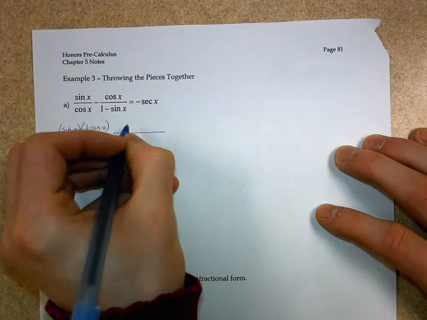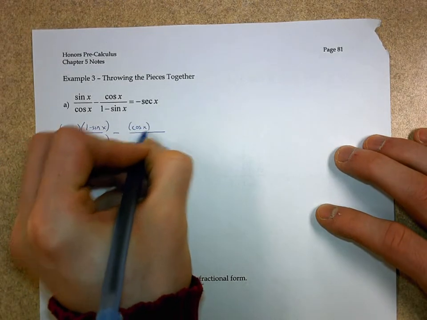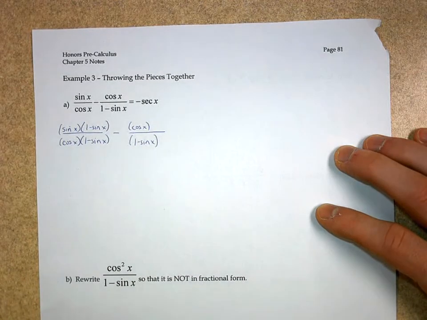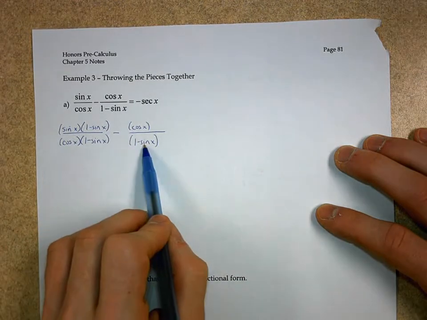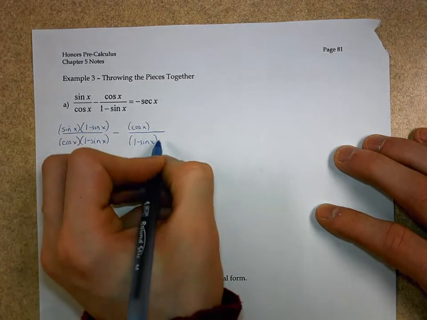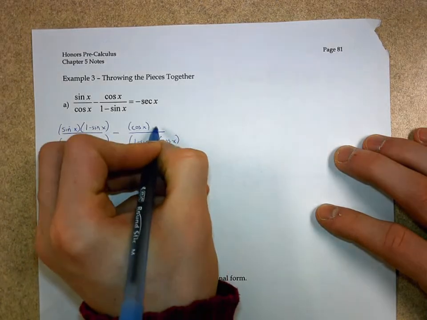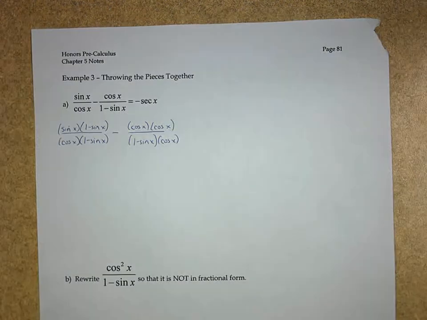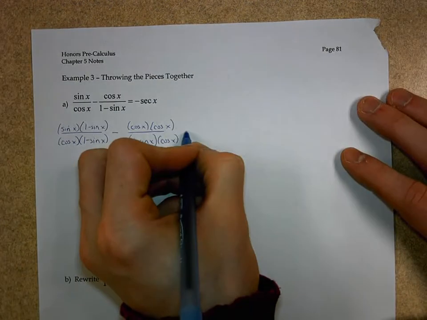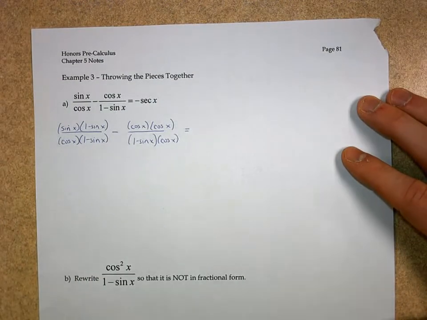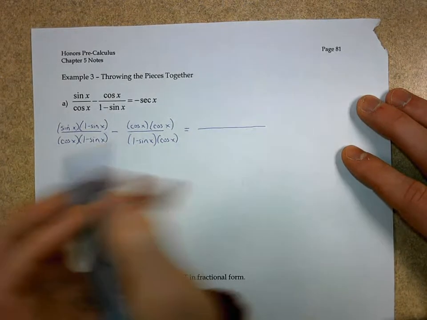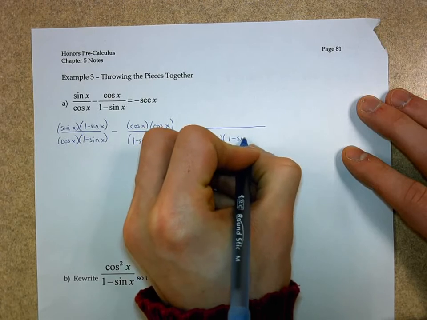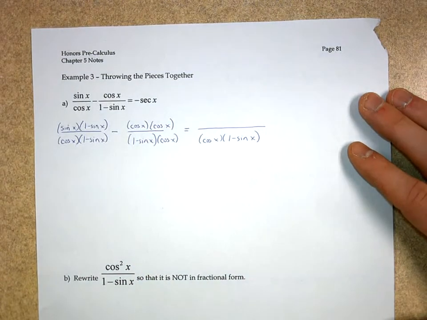For my second fraction then, I've already got the cosine of x, and I've already got 1 minus sine of x. In order to make a common denominator here, I can see I need this additional cosine of x. And whatever I put in the denominator, I also have to put in the numerator. Now I can simplify this down into a single fraction, the cosine of x times 1 minus sine of x being in the denominator.